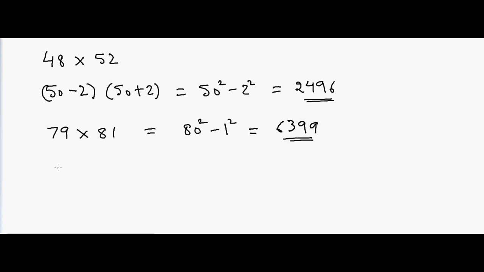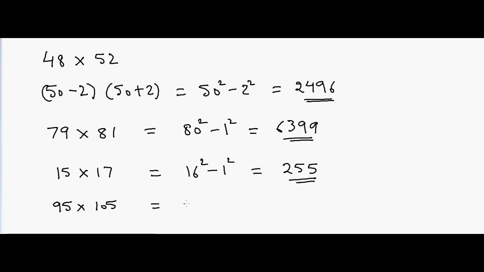Suppose we have to do 15 into 17, so in that case it will be equal to 16 square minus 1 square, that's equal to 255. Another example is 95 into 105. Here it will be equal to 100 square minus 5 square, so that gives me 9975.